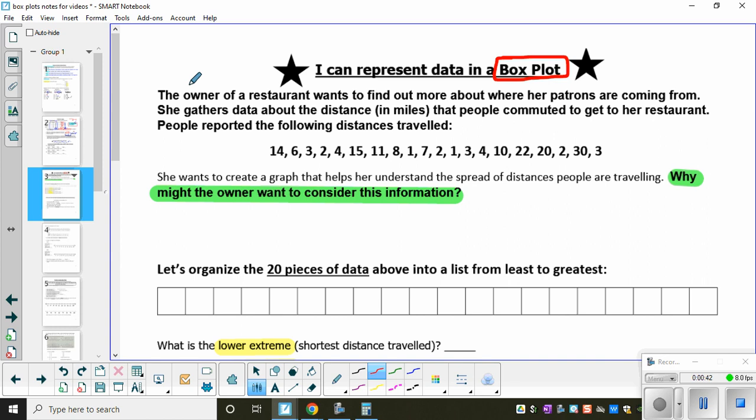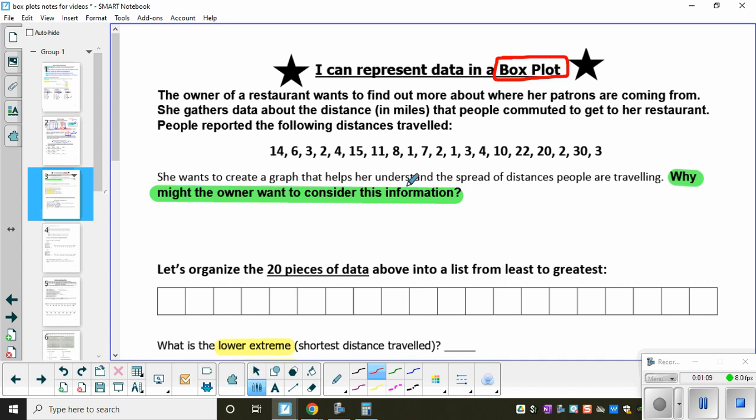Now in our first scenario for today's notes, the owner of a restaurant wants to find out more about where her patrons are coming from. She gathers data about the distance in miles that people commuted to get to her restaurant. People reported the following distances traveled. So somebody traveled 14 miles to get there, somebody else traveled 6, somebody else traveled 3, and so on. Now, why might the owner want to consider this information?